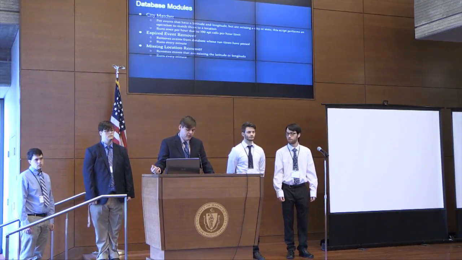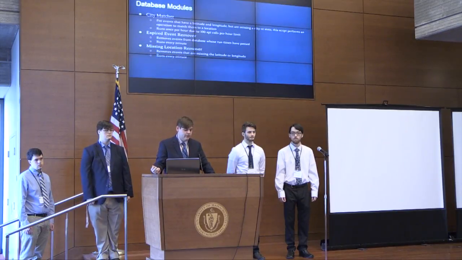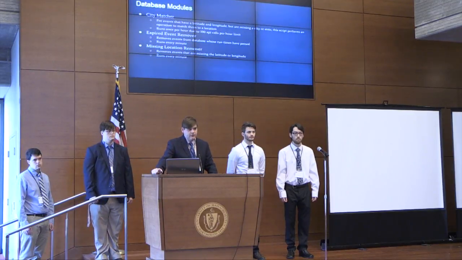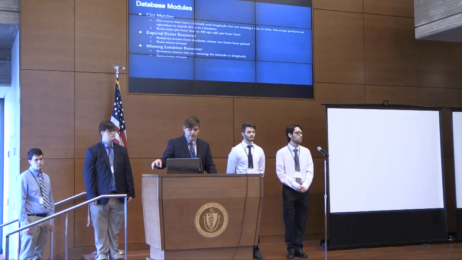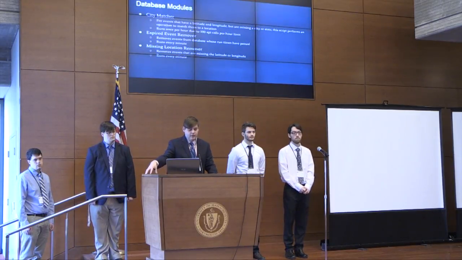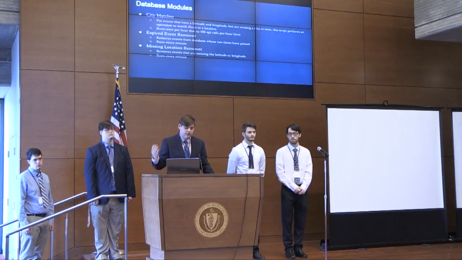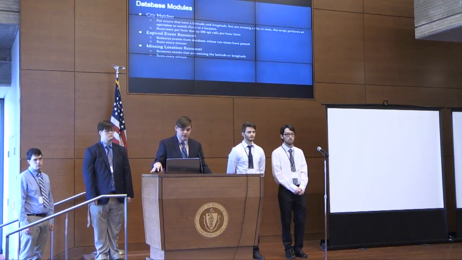Our 3 database modules are the city matcher, expired event remover, and missing location remover. The first one, the city matcher, will take the latitude and longitude of an event in our database and then grab a city and any other location info based on that latitude and longitude, and then fill in the gaps for us. So if we get an event with only a latitude and longitude, we can get all the other location data that we need.